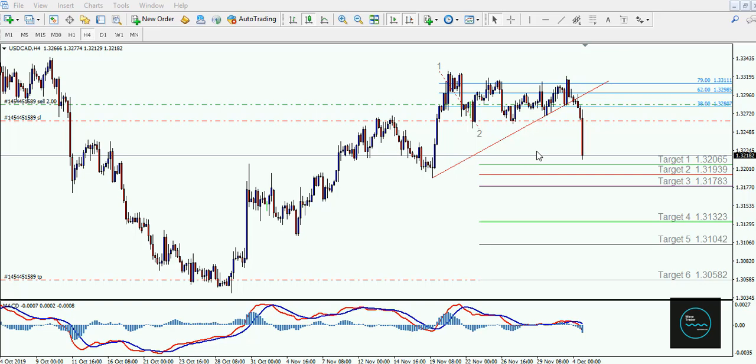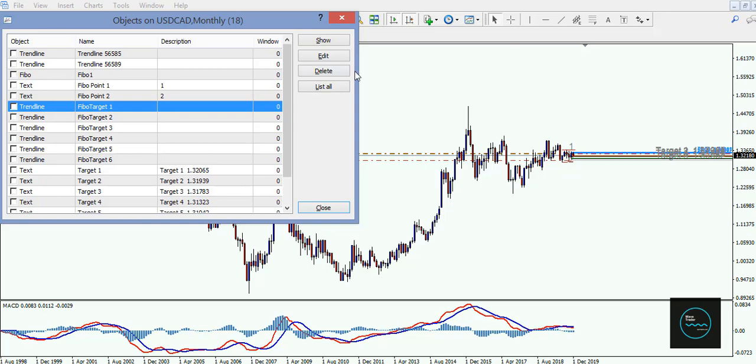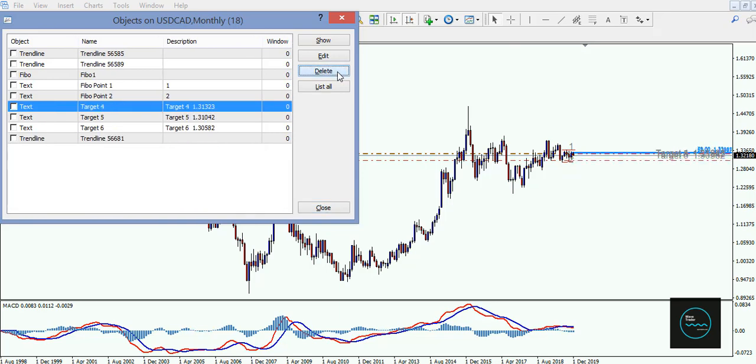I want to show you a trade I'm currently in on the USDCAD currency pair, and I want to show you how I got into this trade. So I'm on the 4-hour chart now. Let's just move on to the monthly. And on the monthly chart, one moment while I clear out all these lines.